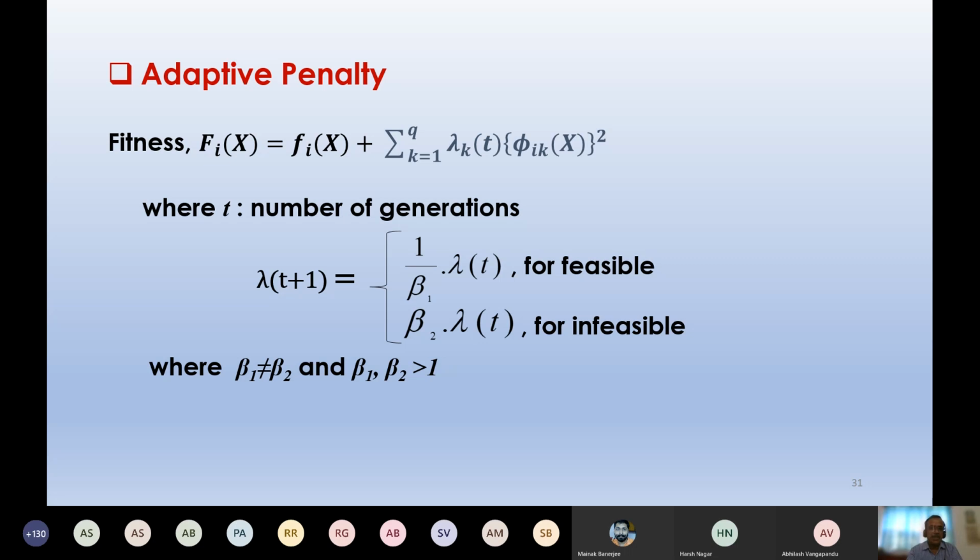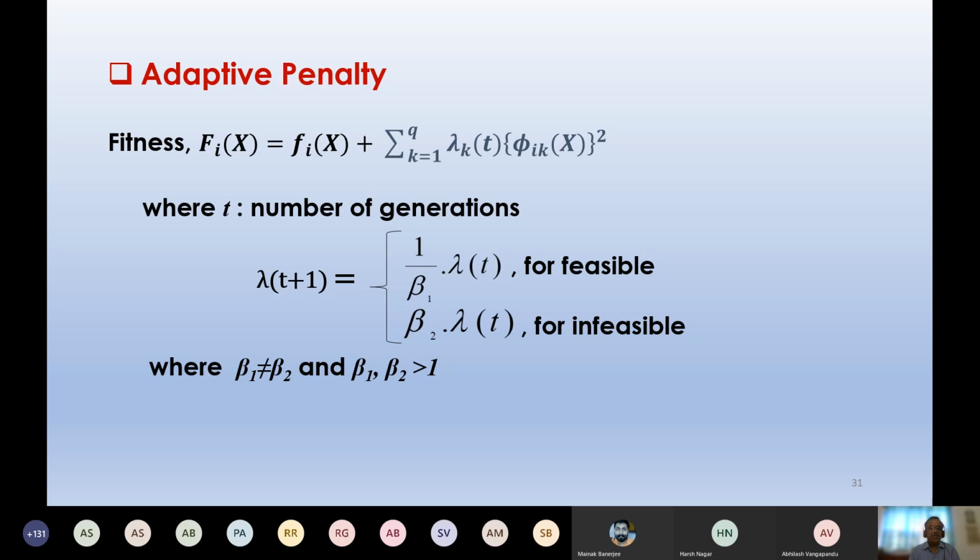Now here, this beta 1 and beta 2 both are constant, and beta 1 is not equal to beta 2, and beta 1, beta 2 are greater than 1. For example, I can take beta 1 as 2.0, beta 2 as 4.0. So beta 1 is not equal to beta 2, and beta 1, beta 2 individually are greater than 1. Okay, how to implement? I'm going to solve one numerical example. Now this is the principle of adaptive penalty.